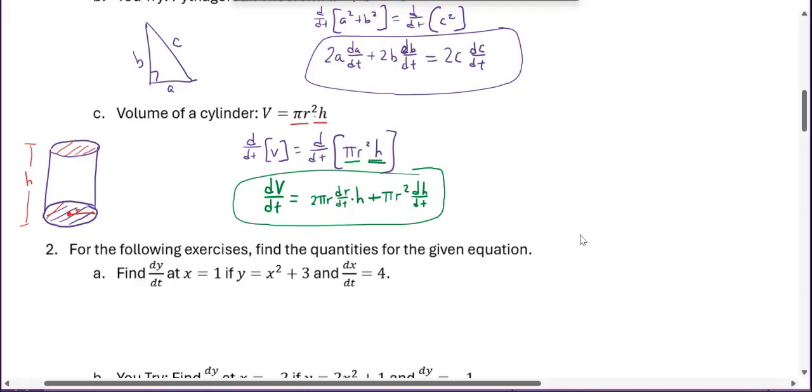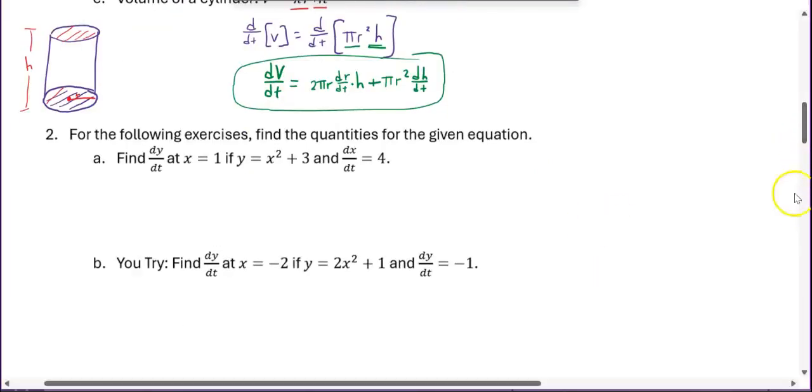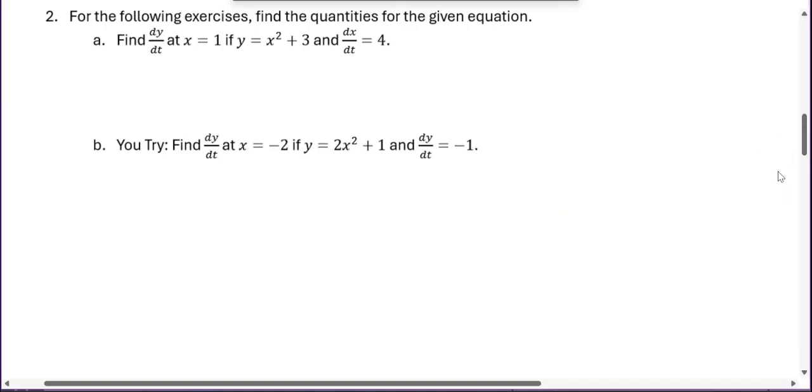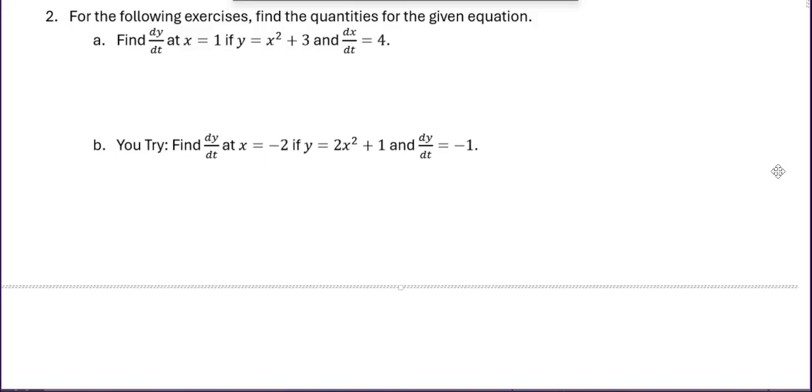Okay, so now a little more practice with this kind of manipulation. For the following exercises, find the quantities for the given equation. A, find dy/dt at x equals 1 if y equals x squared plus 3 and dx/dt equals 4.